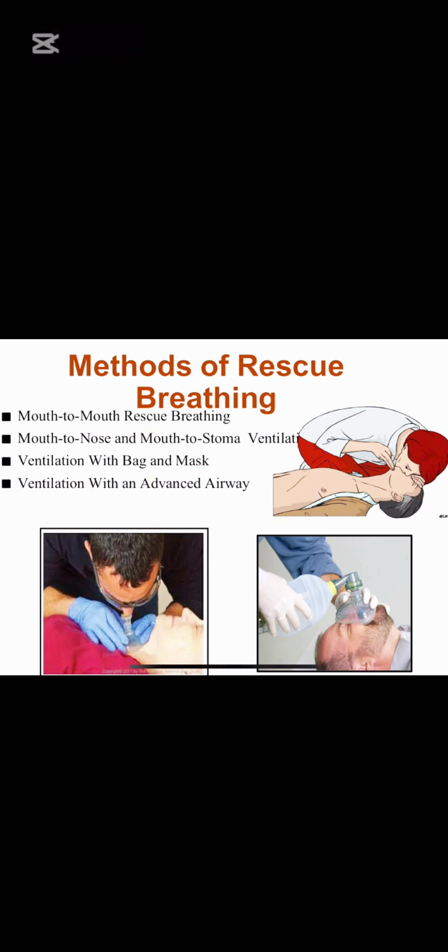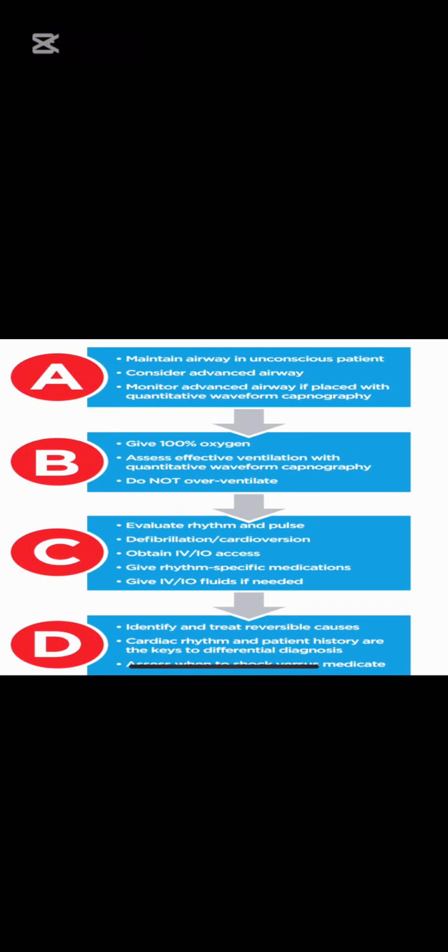So after taking note of your C, you go over to your A, airway and breathing. So for breathing, there are different ways. You can use mouth-to-mouth rescue breathing, as well as mouth to nose or mouth to stoma. There's also ventilation with a bag mask, and there's also ventilation with an advanced airway.